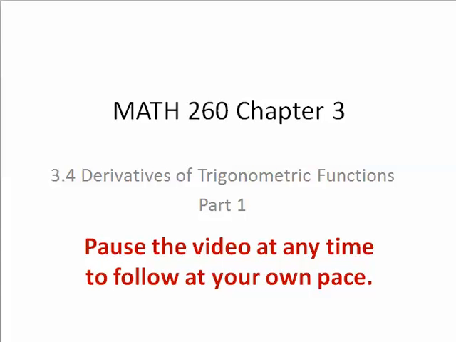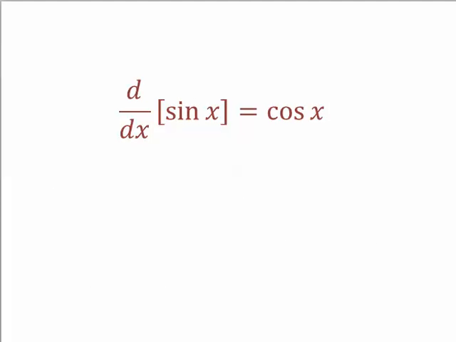Derivatives of trigonometric functions, part 1. The first thing we're going to do is just learn our first rule. Our first rule is that the derivative of sine equals cosine. This is kind of an interesting rule.